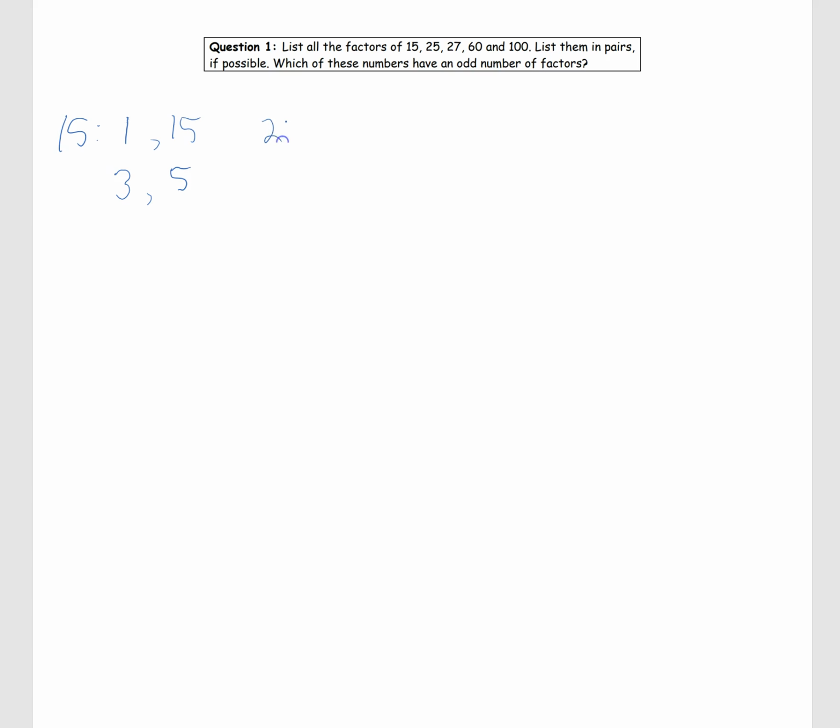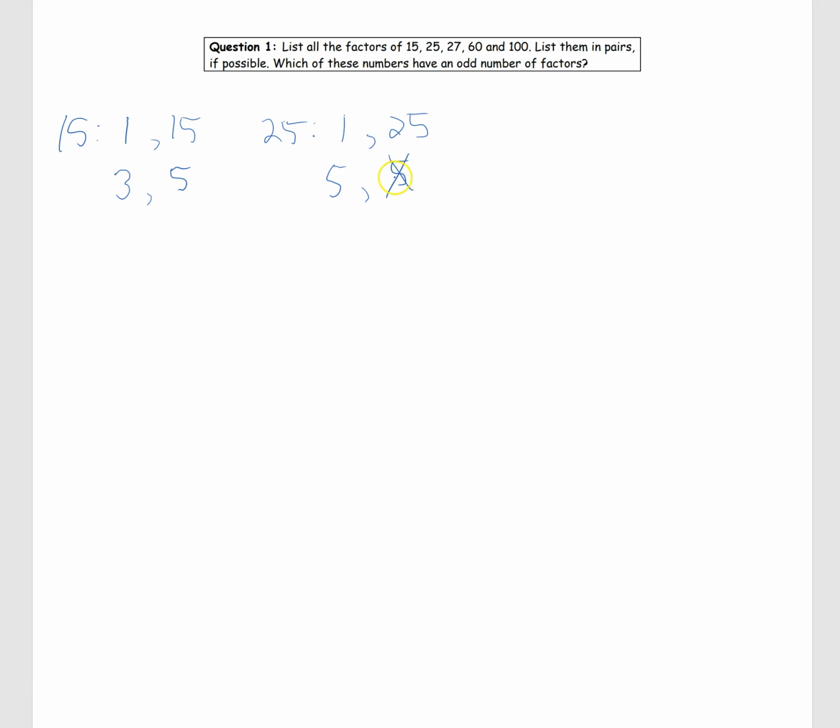Move on to 25. I'm going to do the same thing. We know 1 goes into 25, 25 times. 2 doesn't go into 25 because it's an odd number. 3 doesn't work either. 4 doesn't work. 5 does, though. 5 goes into 25 five times, but we've already listed 5 as a factor, so I'm going to leave the second 5 off the list. If we keep going, 6, 7, 8, 9, 10 don't work, so these are all our factors of 25.